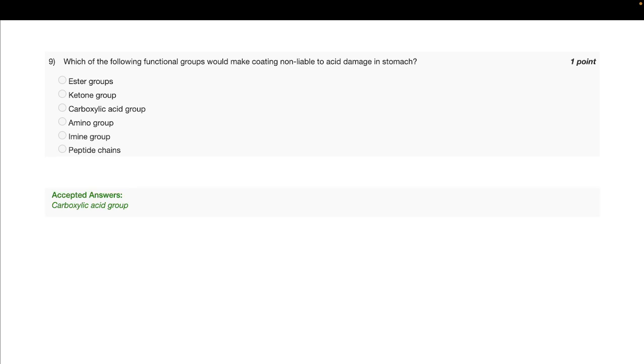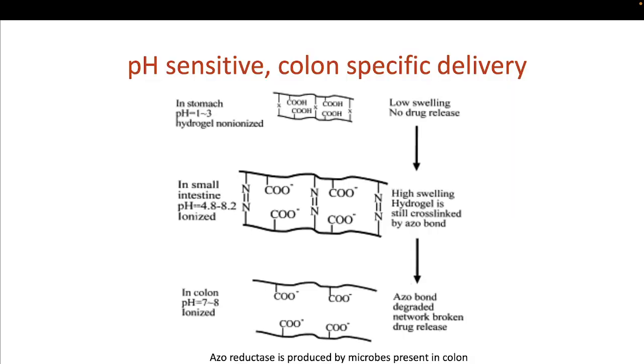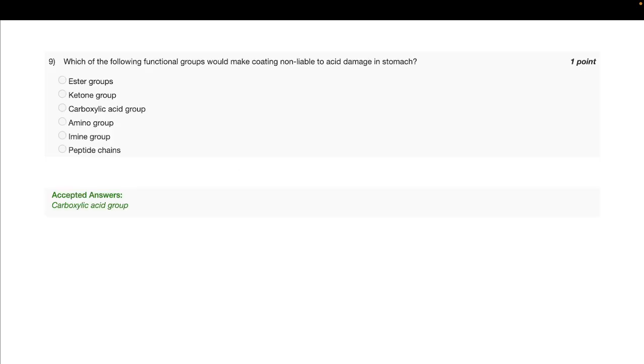If you read the question carefully, the answer we are supposed to choose is a functional group which would make the coating non-liable to acid damage in the stomach, which means a functional group which will prevent acid damage in the stomach. That is nothing but your COOH groups, as we have discussed multiple times in enteric coatings. Your COOH groups will be insoluble at the pH found in the stomach, and will start releasing the drug once it moves towards the intestine. Is this clear?